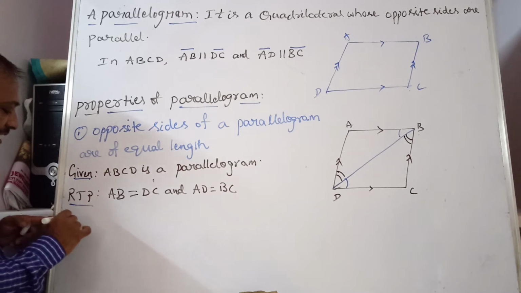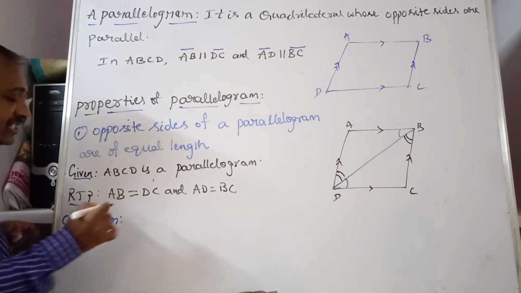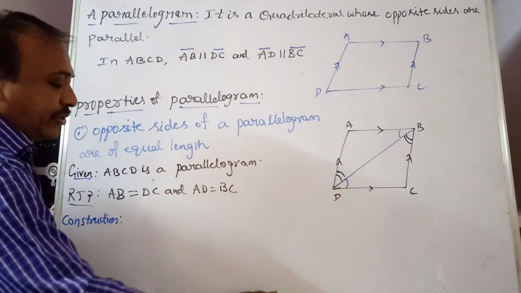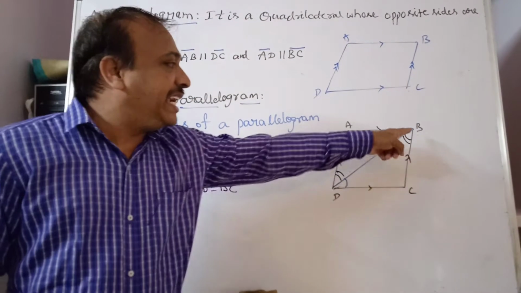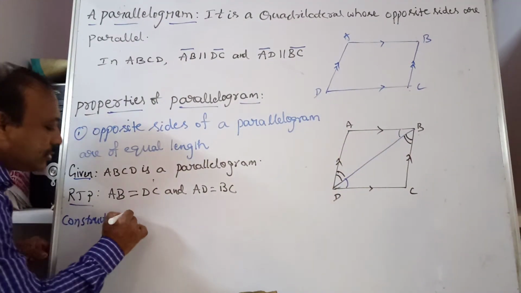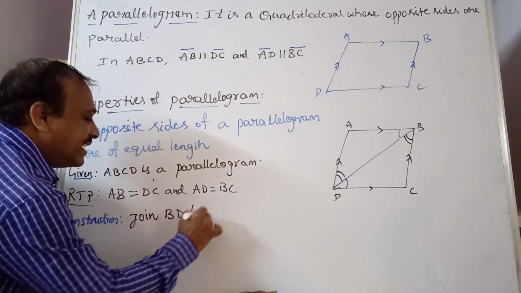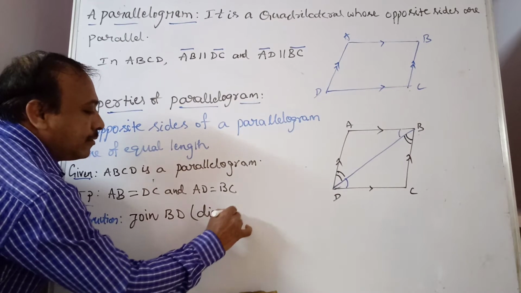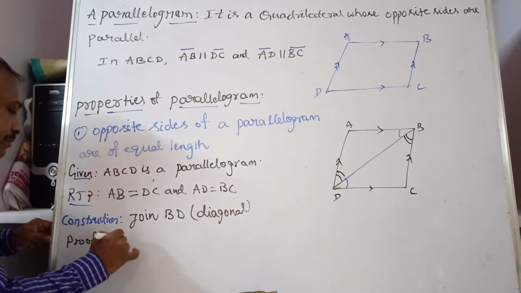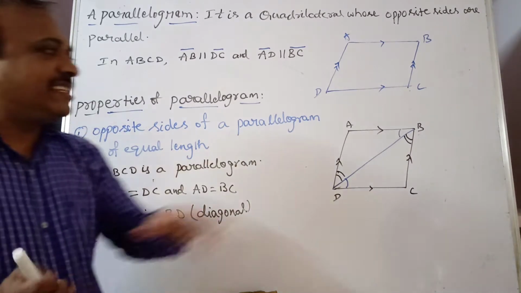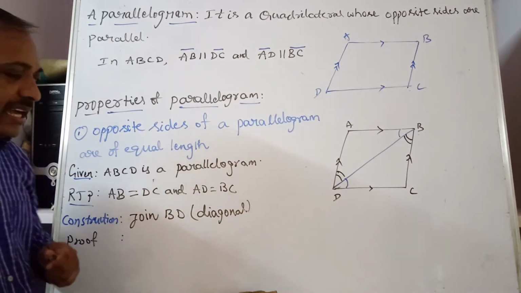Next, for that, construction. Construction means, to prove this, we join the diagonal BD. What is this? Diagonal. Now the proof. Observe it carefully. The diagonal divides the parallelogram into two triangles.